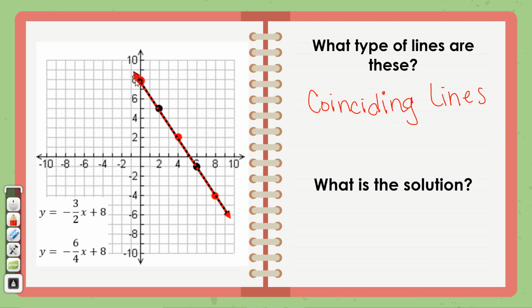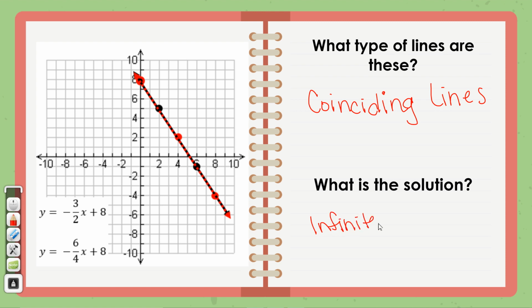What is the solution? Is this point up here a solution for both of them? Yes. Is this point a solution for both of them? It's going through the black line and the red line. What about this point? Yeah, it's going through both of them. So every single point is a solution to both of them. So what do you think we're going to put for the solution?